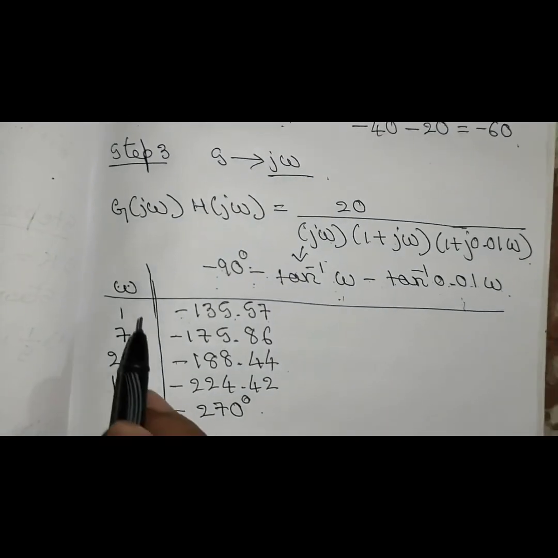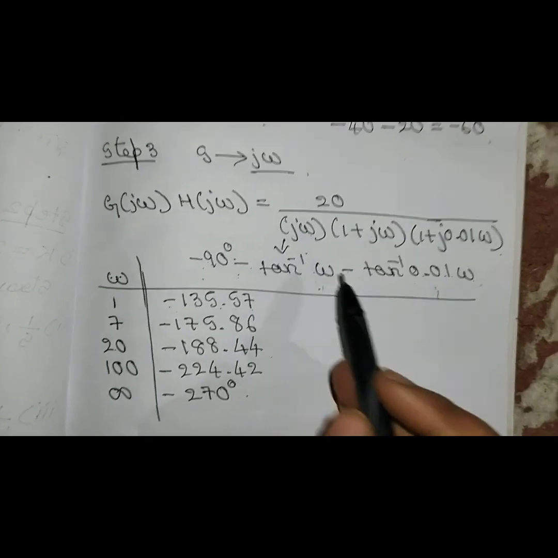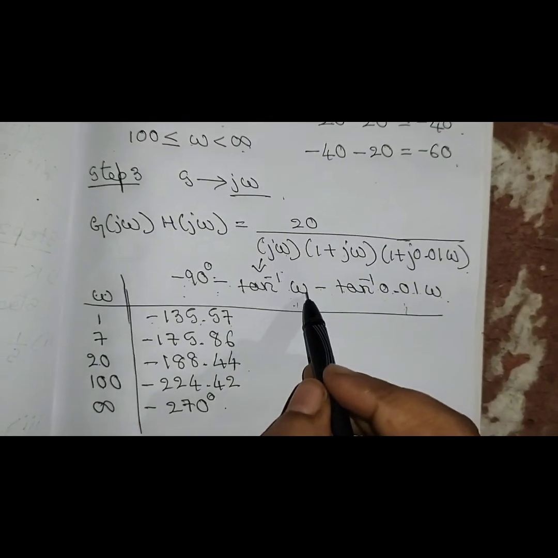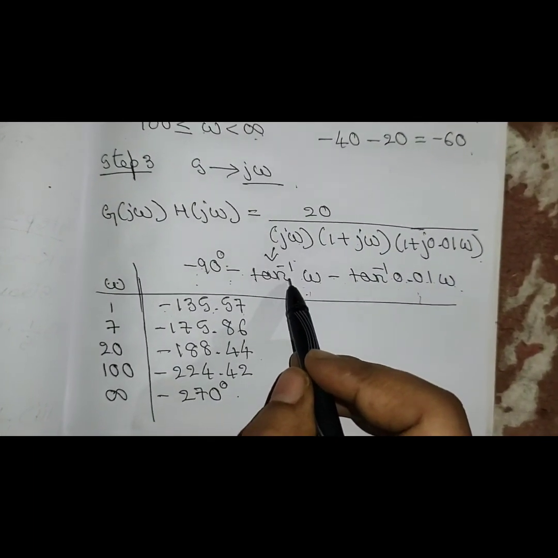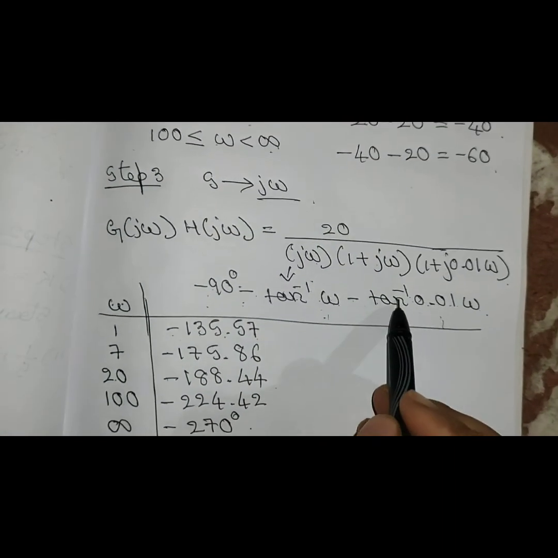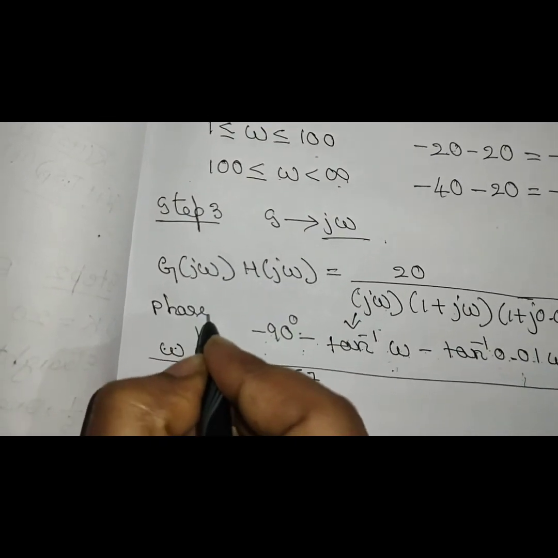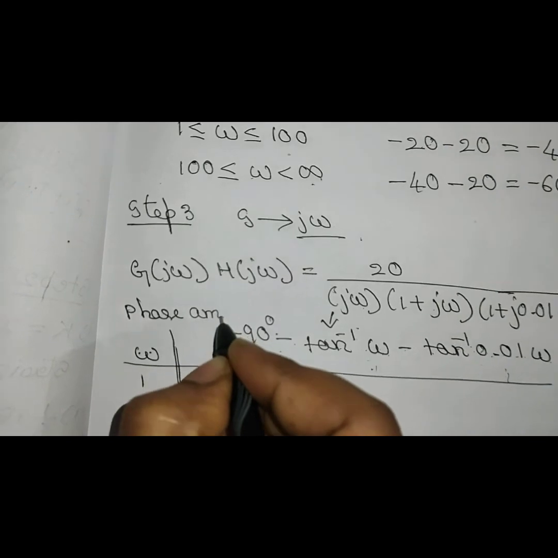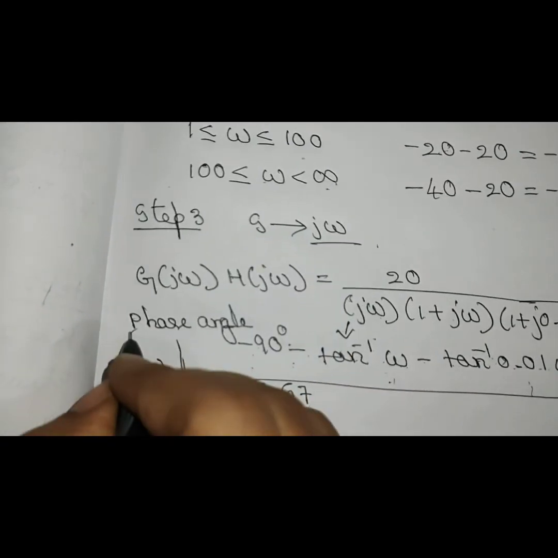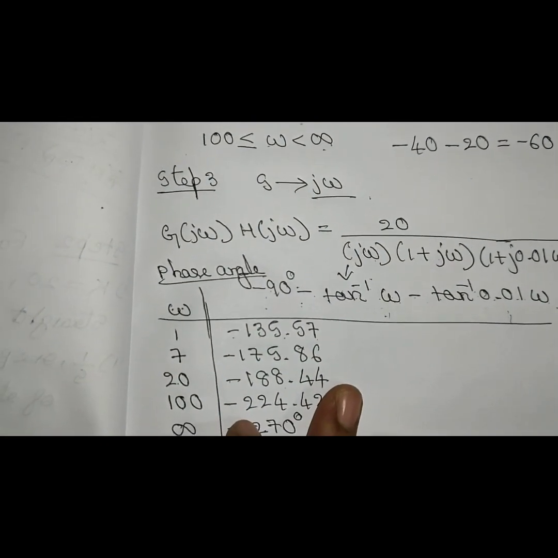If you calculate tan inverse of omega, tan inverse of infinity, that is 90 degrees. So 90, 90. So minus 90, minus 90, minus 90. So you will get infinity. So this is the phase angle table. You can write it if you want, the phase angle table.